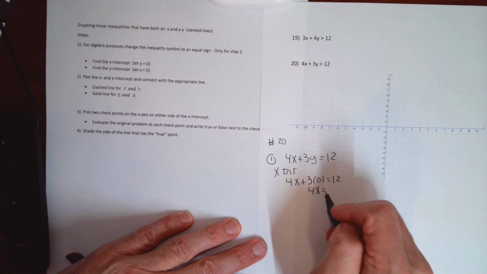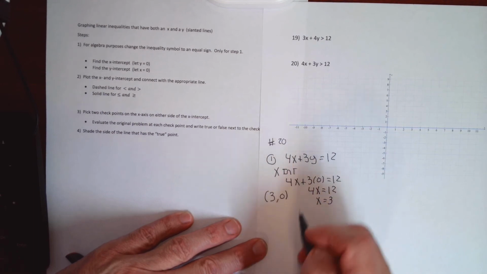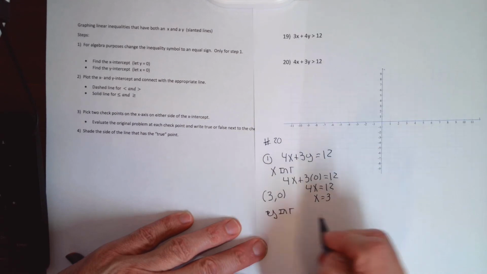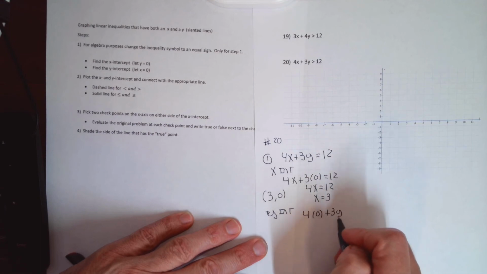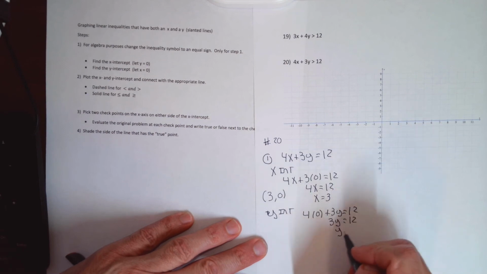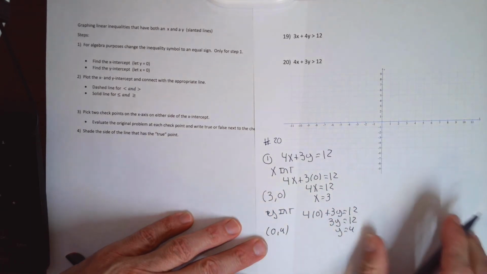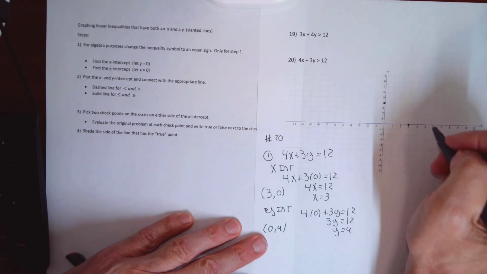This will give me 4x equal to 12. And when I divide, I get x equal to 3. That's going to represent the point (3, 0) for the x-intercept. And then I'll go for the y-intercept and do 4 times 0 plus 3 times y equals 12. The 0 piece will go away and leave me with 3y equals 12. I'll divide by 3 and get y equal to 4. For a lot of these, you can get the intercepts in your head. So I'm going to plot now, onto step 2, the point (3, 0) and the point (0, 4).